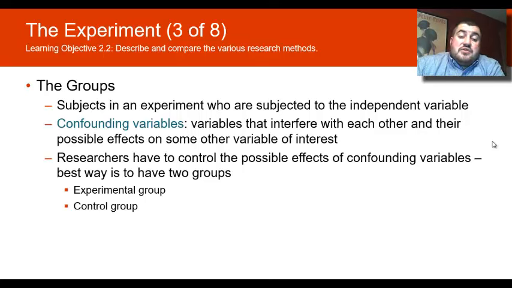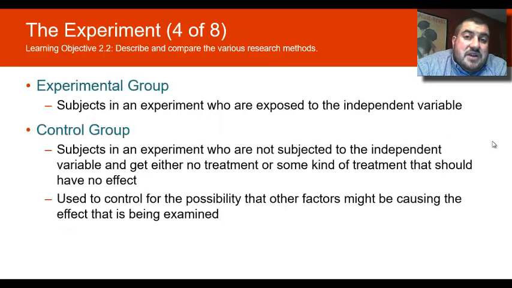Basically, to control that, we can have two groups, an experimental group and a control group. The experimental group is exposed to the independent variable. That would be, in our example, the class listening to music is the experimental group. The control group is the class not listening to music, and they get no treatment or some other kind of treatment that would have no effect, and we call that a placebo.